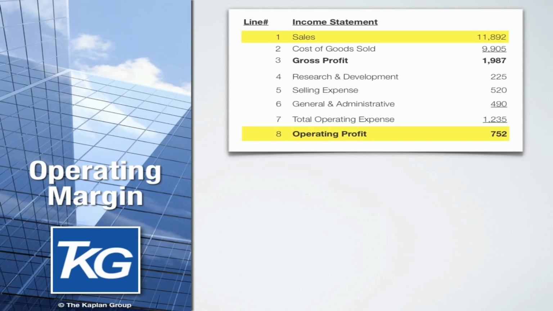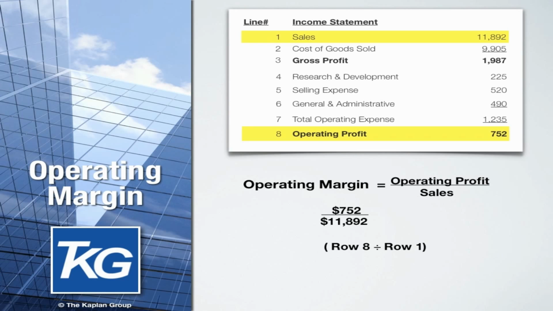The second profitability measure to analyze on the income statement is operating profit. We calculate the operating margin by dividing operating profit of $752,000 by total sales of $11,892,000, and that shows that the operating margin was 6.3%.